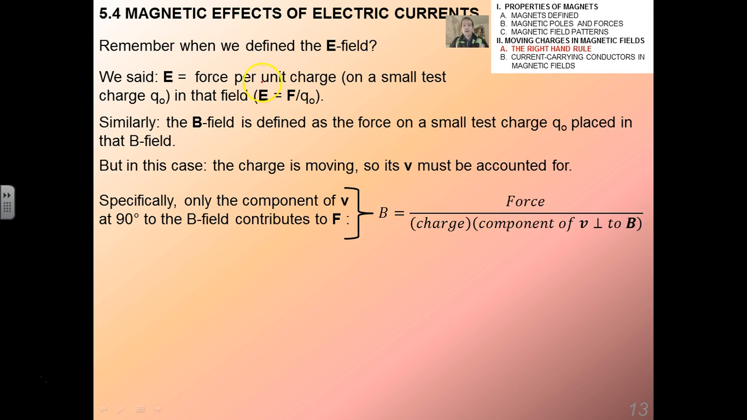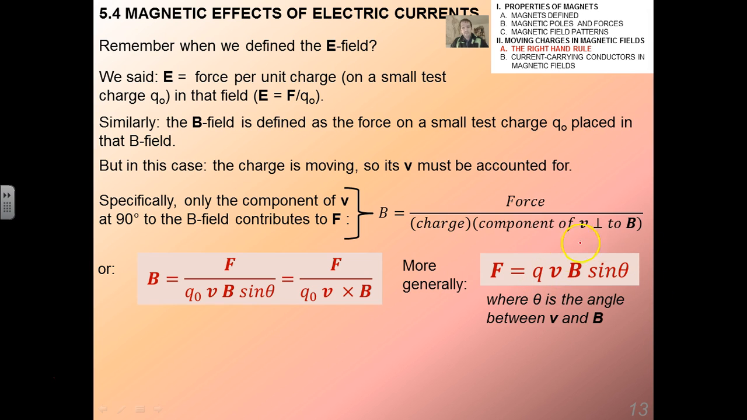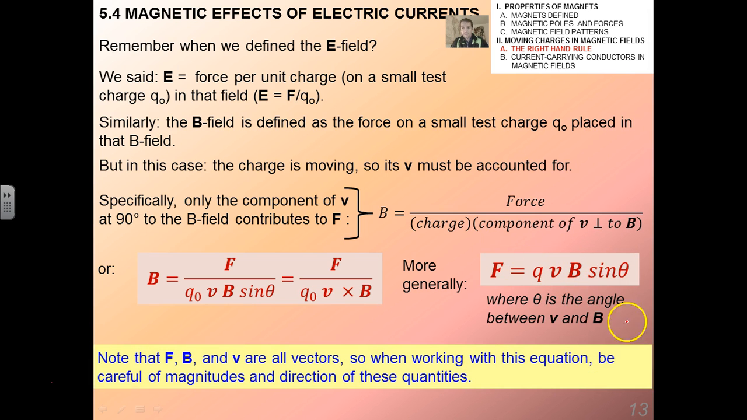So really, the definition of our B field should be the force over the charge times the component of V which is perpendicular to B. Now, as I said before, if you're in higher level math, this should remind you of something called the cross product. The cross product is a vector operation that ensures two things. Number one, the product is itself a vector, and number two, that you're actually multiplying the perpendicular components of two vectors together. More generally, and this is how you see it written, F equals qvB sine theta, or qv cross B, okay? This is how you see it in your data booklet.